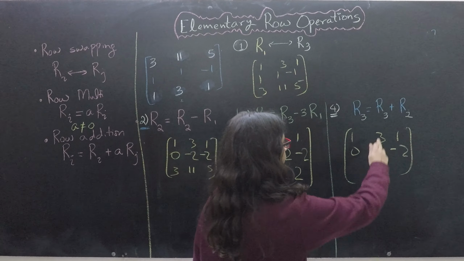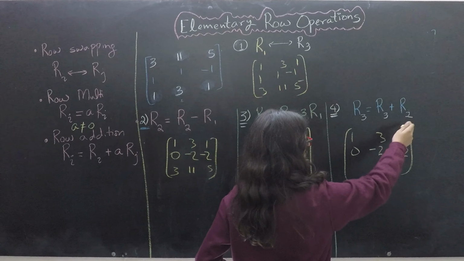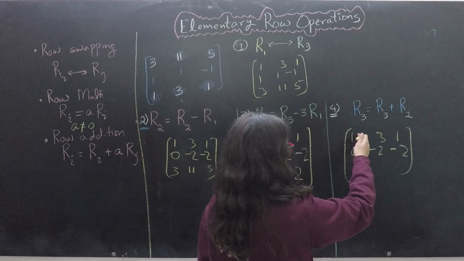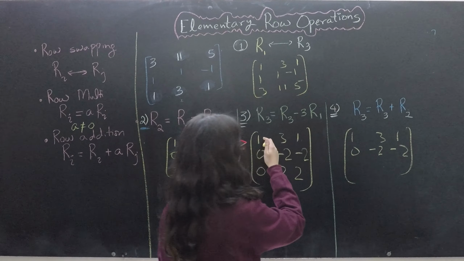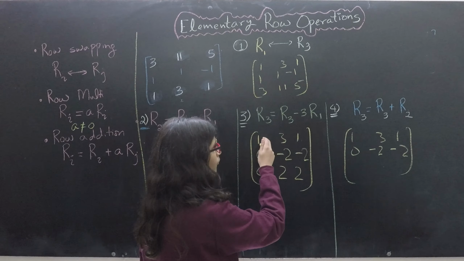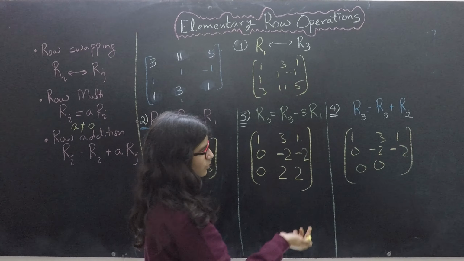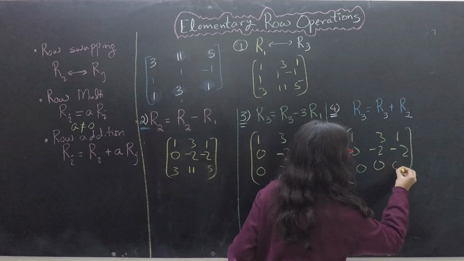Now row 3 plus row 2. So 0 plus 0 will be 0, minus 2 plus 2 will cancel and be also 0 once again, and then minus 2 plus 2, same thing, 0.